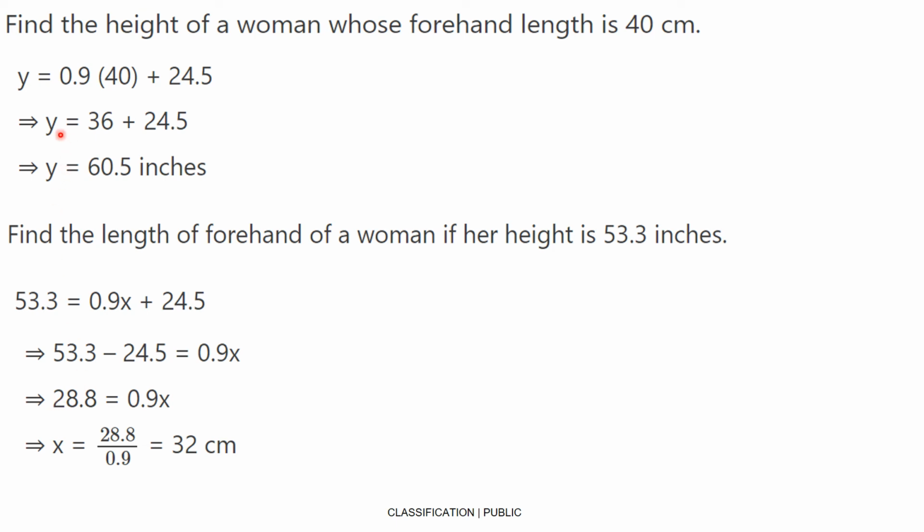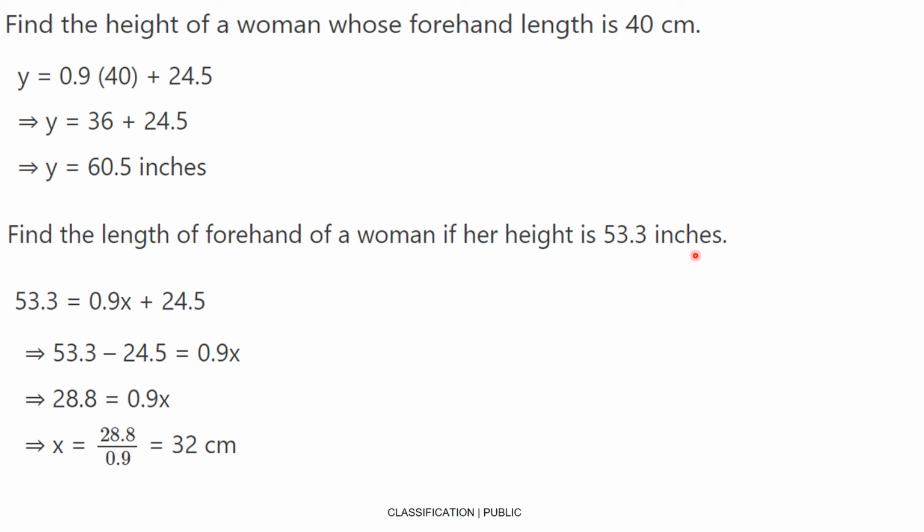Next question. Find the height of a woman whose forearm length is 40 centimeter. 0.9 is a. So our formula is y equals ax plus b. Here x is 40. Clear? So 0.9 into 40, multiply, you will get 36 plus 24.5. Therefore y equals 60.5 inches. That is the height of the woman. Clear?